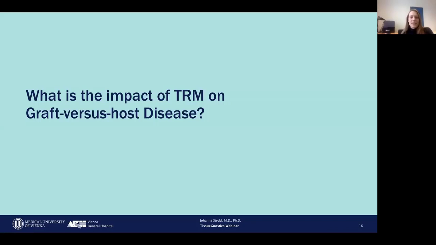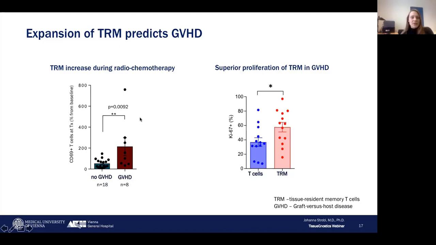So what could now be the impact of TRM on graft-versus-host disease? We first looked at TRM presence during radiochemotherapy before graft-versus-host disease developed. And indeed, in the patients that later developed graft-versus-host disease, we could already, at the time of transplantation, see increased amounts of tissue-resident memory T cells. In graft-versus-host disease, tissue-resident memory T cells then showed superior proliferation, so they expressed Ki67 to a higher percentage than the other infiltrating T cells.